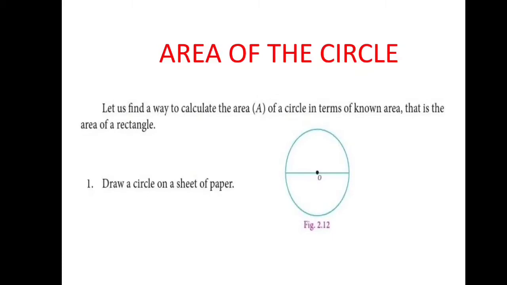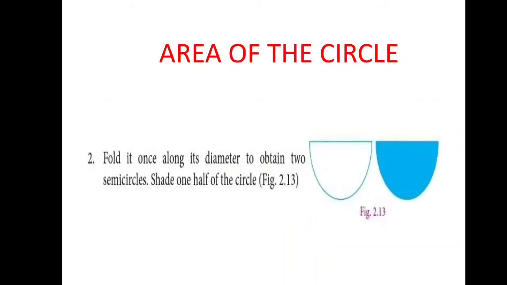So first step is draw a circle on a sheet of paper. First we have to draw a circle on a paper like the one shown in the figure. Fold it once along its diameter to obtain two semicircles. If we are folding a circle along the diameter, we will be getting two parts of a circle, that is semicircle. Shade one half of the circle using any color. Here they have shaded using blue color. You can use any color.